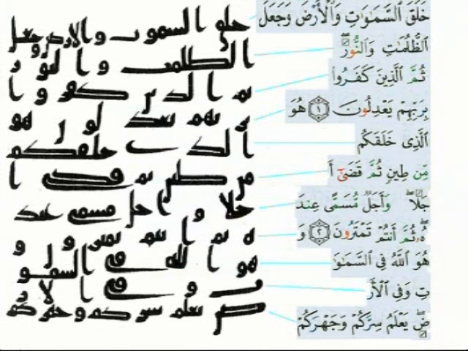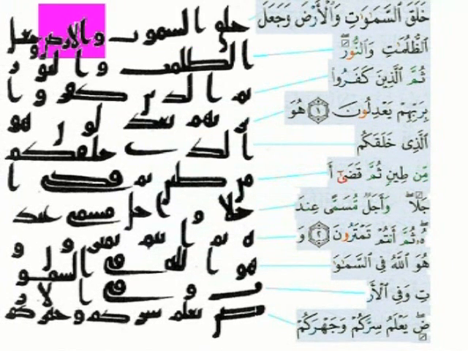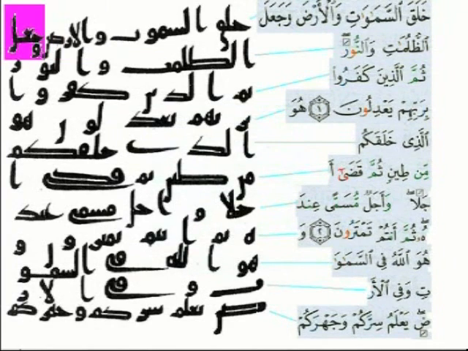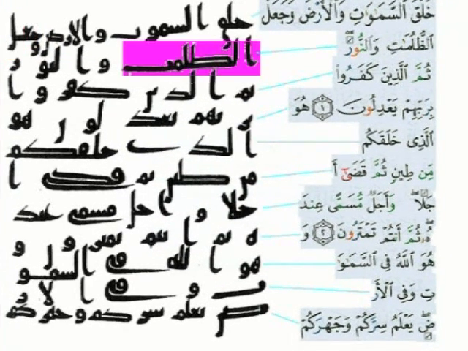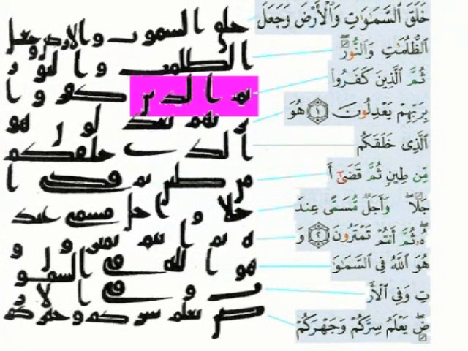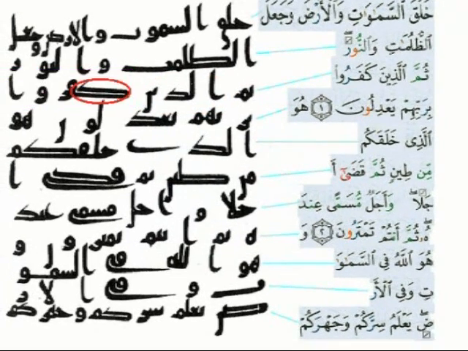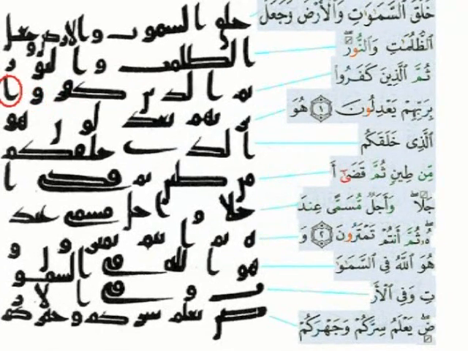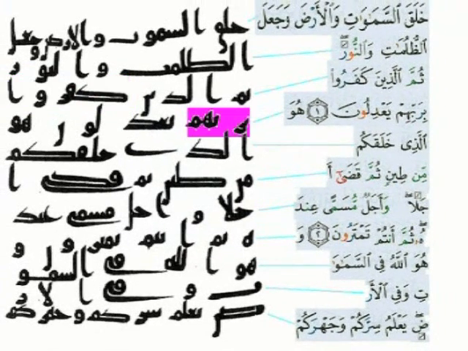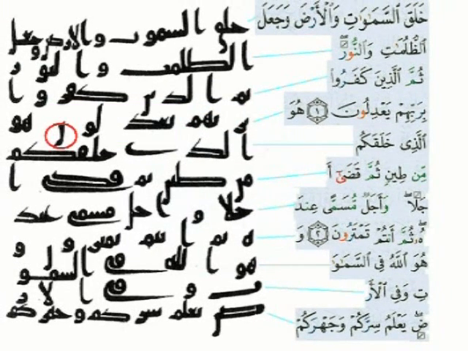Alhamdulillahi alladhi khalaqa as-samawati. No dots here. Wal arda. Wa ja'ala. See, this is Jim, Ain, Lam. Ja'ala al-dhulumati wan-nur. ثم الذين كفروا بربهم يعدلون, this is noon. واو, this is alif. كفروا.